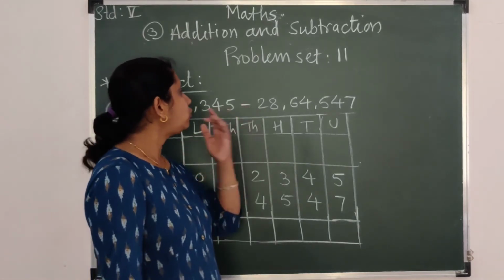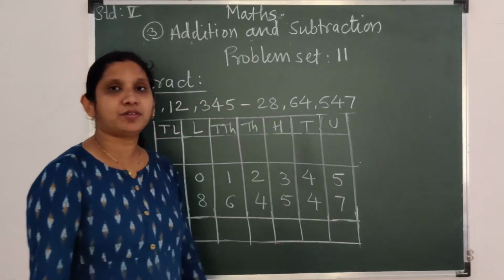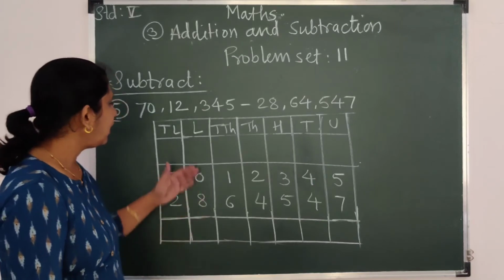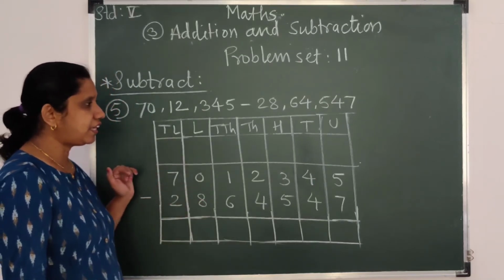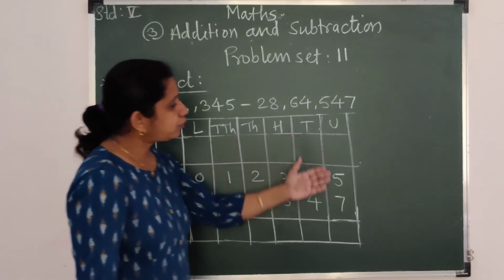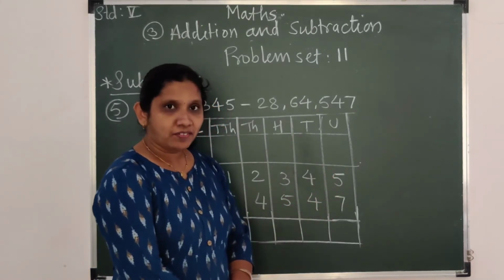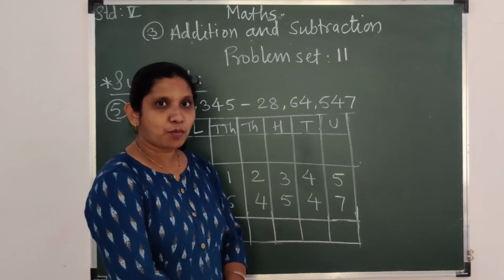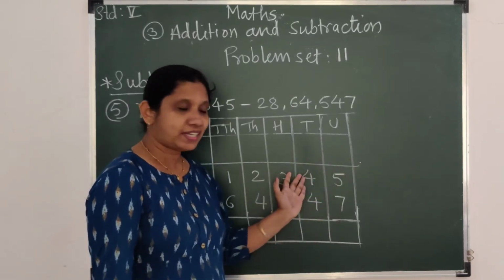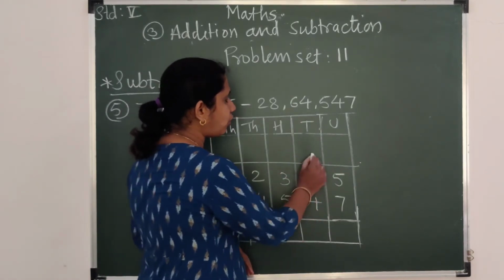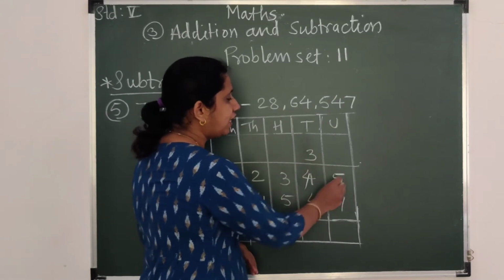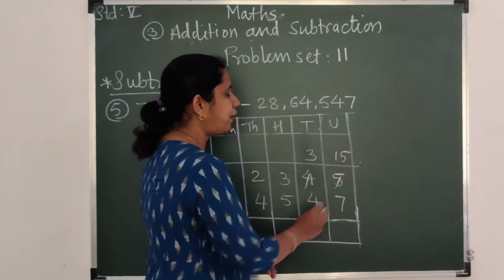70,12,345 minus 28,64,547. I have written these numbers in this table. Now on the units place we have to subtract again 7 from 5 or 5 minus 7. Is it possible? No. We have to go to the tens place. Cancel this 4. What will remain? 4 minus 1, 3. This number becomes again 15.